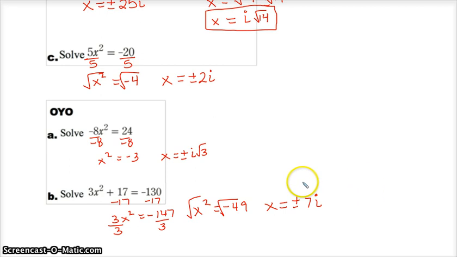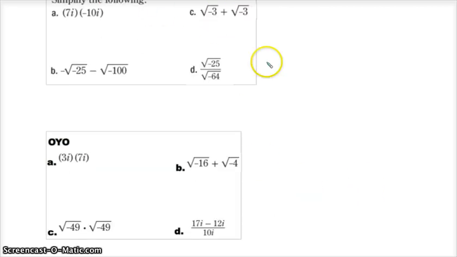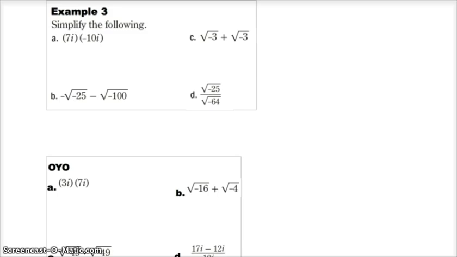Let's look at a few more challenging examples on the back. Let's turn to example 3. In example 3, I'm asked to do some operations with either i or the square roots of negative numbers. When doing so, I can treat i just like a variable. So, in part A, I will multiply my two terms together. I get -70 times i squared. This can be simplified even more.